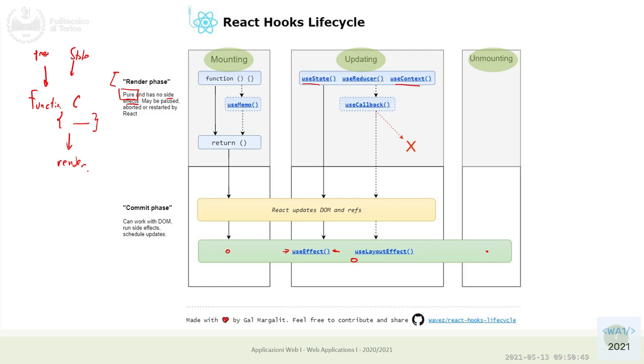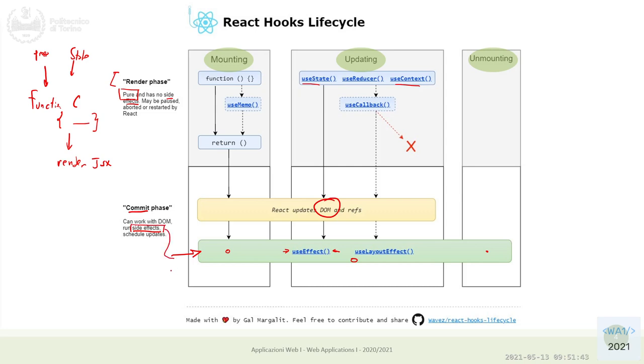Then, after we return the rendering tree, the JSX, React will start later, when it wants, the so-called commit phase, when it takes the JSX tree and maps it to the DOM. In this phase, we are seeing side effects, because actually React is modifying something outside the state, outside the props. And this is basically the DOM, which is an outside data structure. But at this point, side effects may happen. So it's not forbidden. It can be done. And React, of course, does it internally. And it also gives us the opportunity to add our own side effects that will run in this phase.